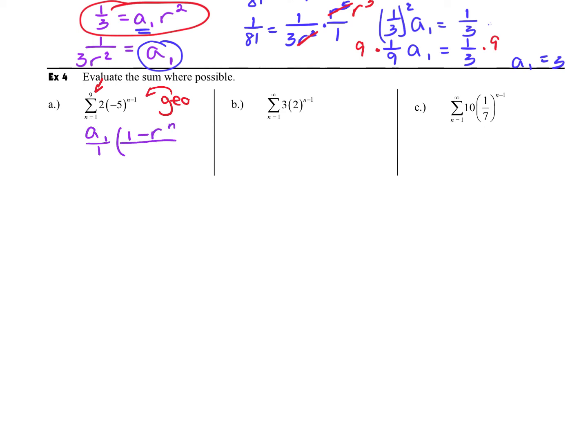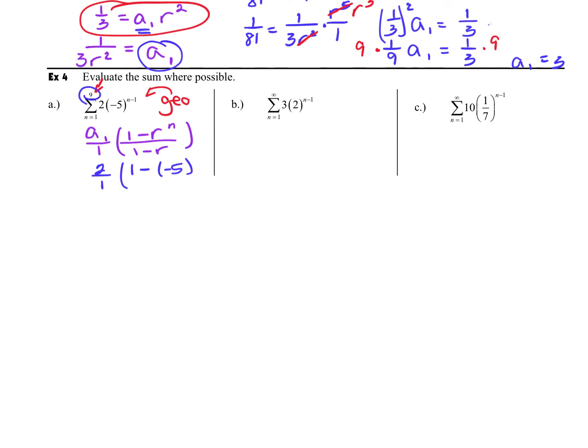That's a common error. Students want to say n minus 1, and 1 minus r. So we're just going to pull our numbers straight from here. So our first term is 2. So I'm going to put a 2 over 1. And then I'm going to have a 1 minus, and notice that my r value is negative. So I want to make sure to put that in parentheses because it does not cancel out with this negative because it has an exponent on it.